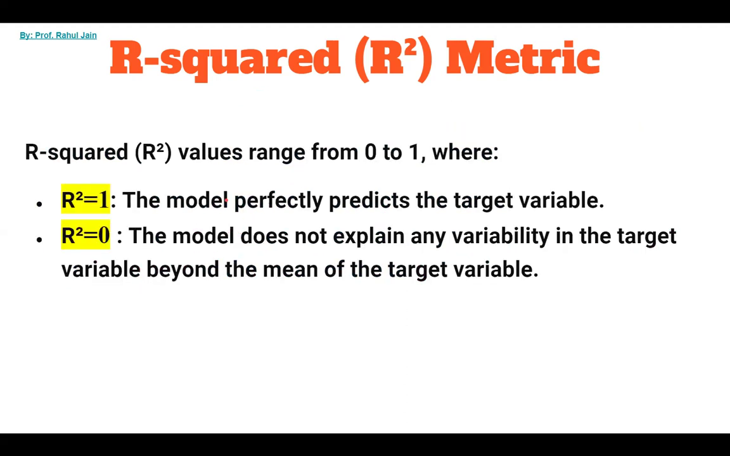At the end, if we get an R squared value of 1, then we can say that the model perfectly predicts the target variable, and it is an ideal condition. And if the R squared value is 0, it means that the model does not explain any variability in the target variable beyond the mean of the target variable. If it is closer to 1, it means it is moderately okay. If it is closer to 0, it means not that acceptable, right?